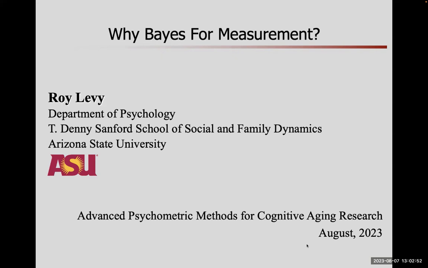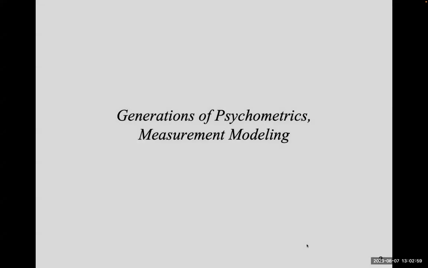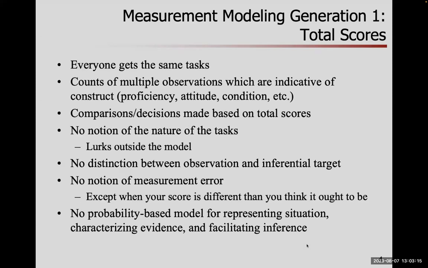The way I'd like to do this is to take you through a little bit of history. Some of this has echoes of what Paul mentioned earlier this morning about how things are done in practice in different ways. But I'd like to talk through different generations of psychometrics, or generations of measurement modeling. The first one being add them up total scores. So this is the first generation.